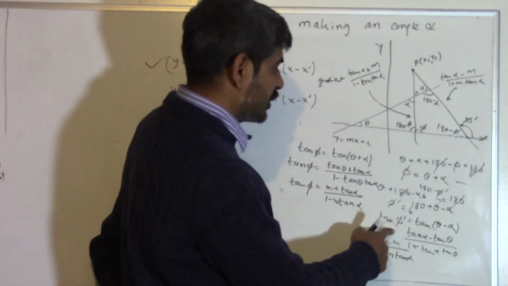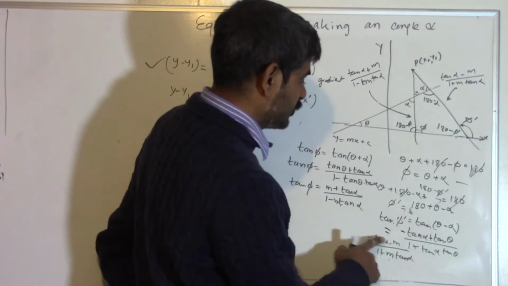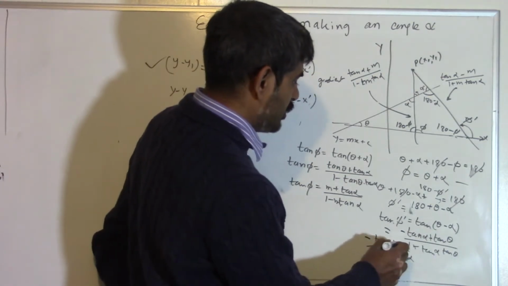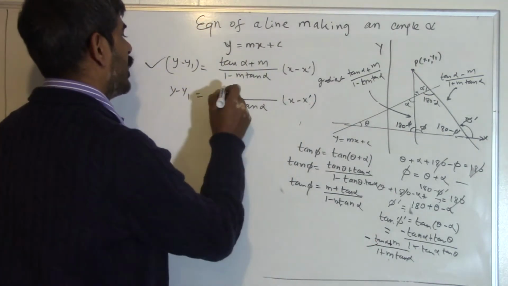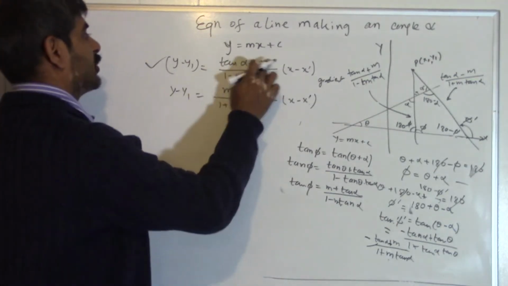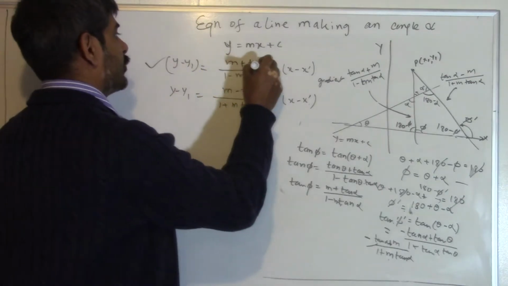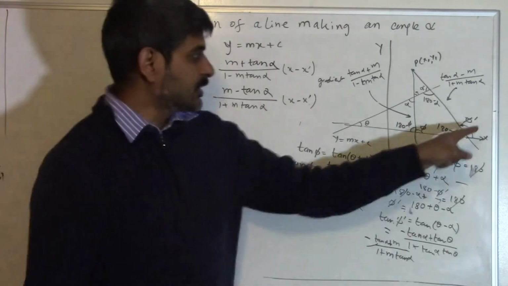So the signs will get reversed. It will become tan theta minus tan alpha. Rest of the things should be the same. So this will actually be m minus tan alpha. The result is m minus tan alpha divided by 1 plus m tan alpha, and then m plus tan alpha. So this was the mistake in the last one.